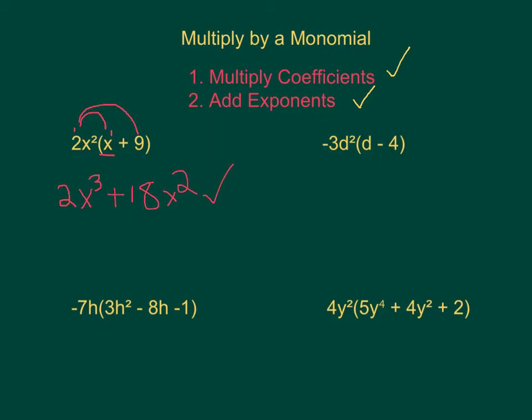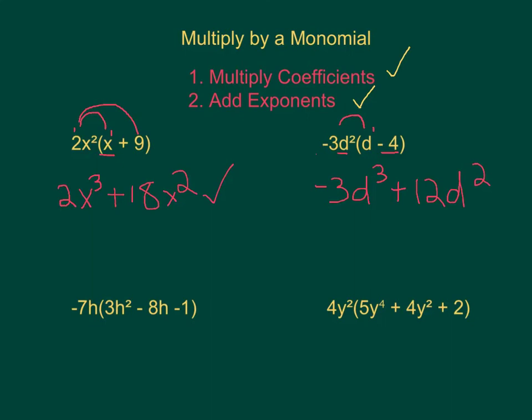Okay, now negative 3d squared times d. Negative 3 times 1 are my coefficients, which is negative 3. And then d squared times d to the first power is d to the 3rd. Add my exponents. And now negative 3 times negative 4. Negative times a negative is a positive 12. And then the d squared in front will follow, d squared.